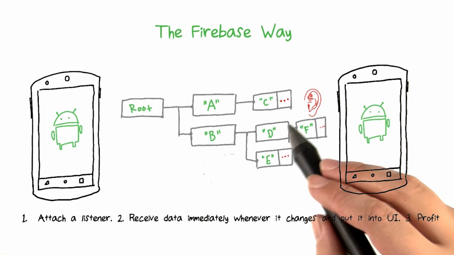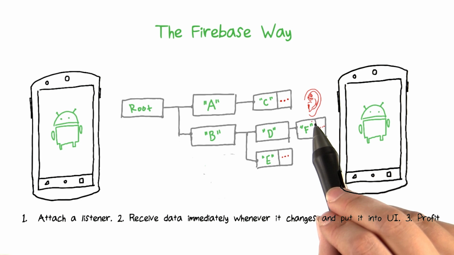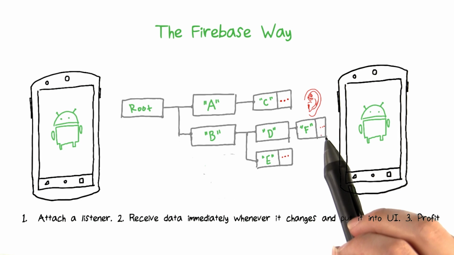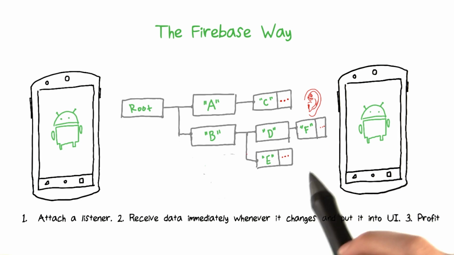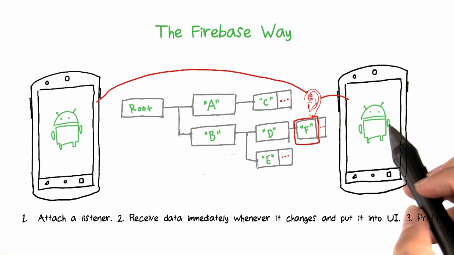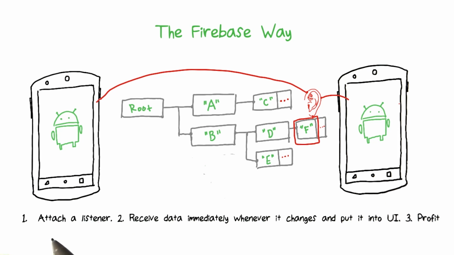Okay, so this is my best attempt to represent a listener. It is a drawing of an ear, and a listener will be attached to a specific node in your database, and it will also be connected back to the app itself. And that's this first step, where we attach a listener. When the data changes, this listener will trigger part of your Android code. It's a lot like how if you press a button, an on-click listener is called.